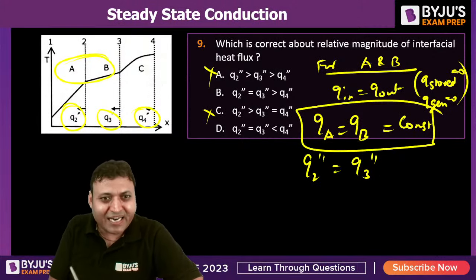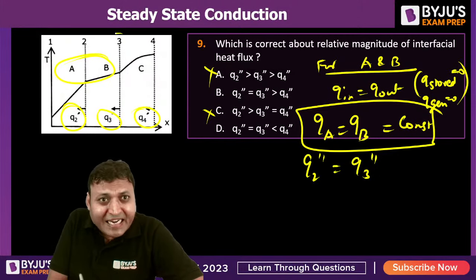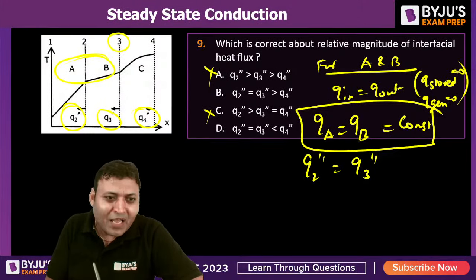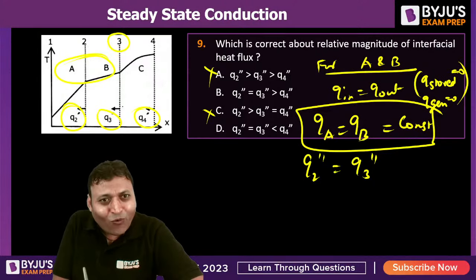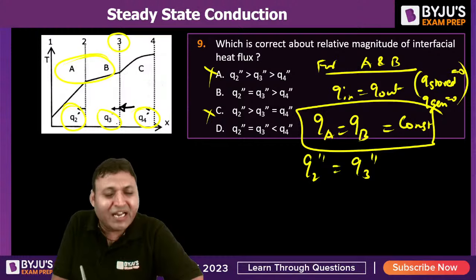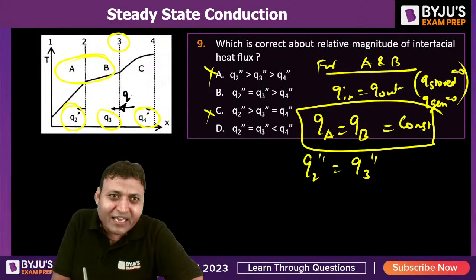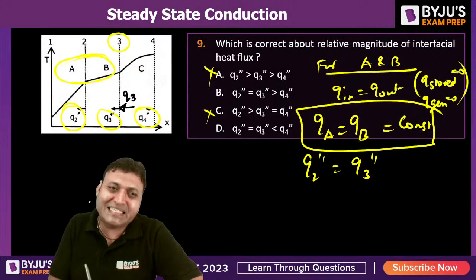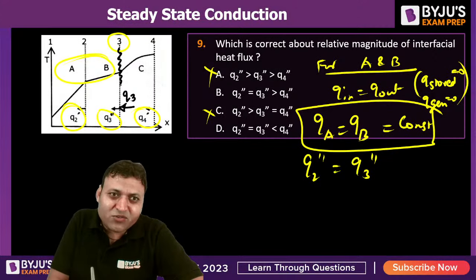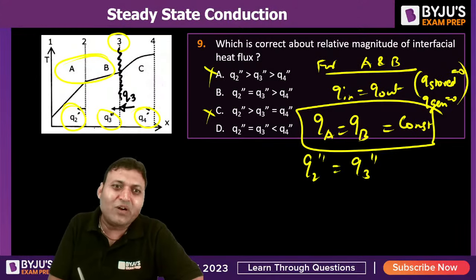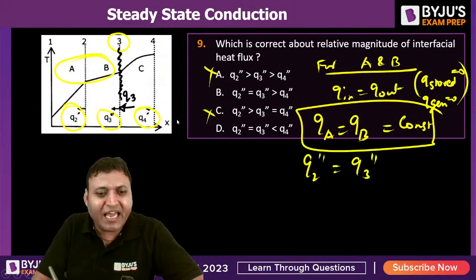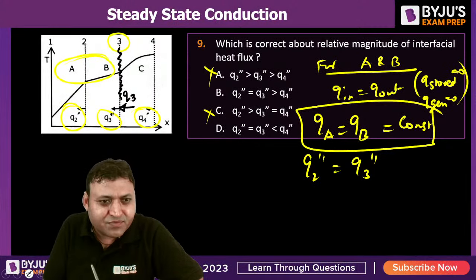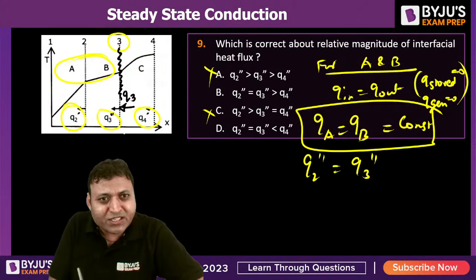Now try to understand for the interface 3, if we talk about the energy balance equation, so we can say whatever the heat entering into the interface 3, let me call it as Q3. So Q3 is equal to Q3 double dash, isn't it? At the interface, whatever the heat entering will be equal to heat leaving. And Q3 can be written as, what is Q3?